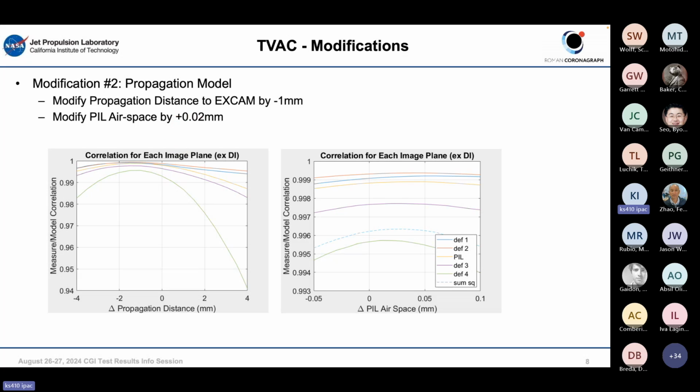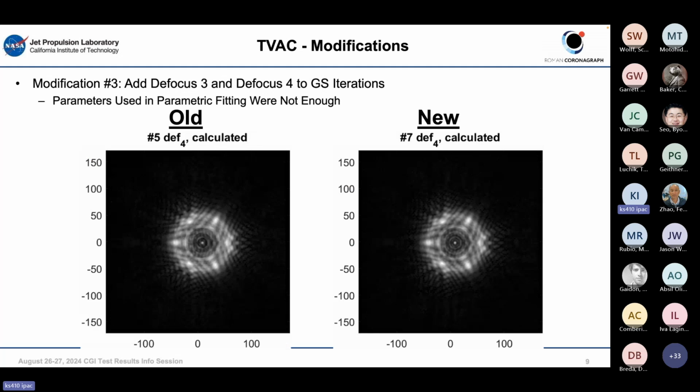And along with that was also modifying, in the propagation model, the airspace in the fill. Very small effect, but still there. So that was the second modification. And then the third modification: on the left here, we're flashing between the measured and calculated defocus 4 image. And you can see that, if phase retrieval is working perfectly, these images would be identical. It would say that the propagation model from phase retrieval is perfectly predicting the measured image, and there's a difference.